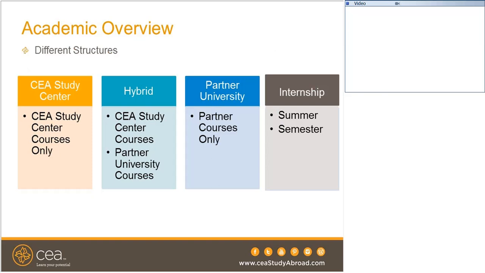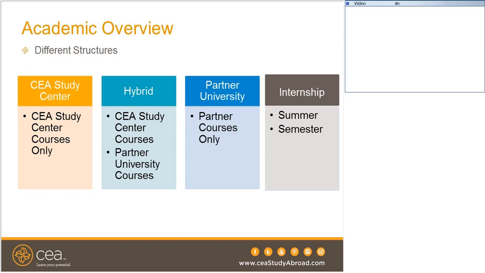So at one end of our structure, we have the CEA Study Center. That's where students will only take courses at the CEA Study Center, a very similar style of courses to what they would be taking at their home university in the U.S. with other CEA students. We also have partner university programs, where students are taking courses directly at the partner university with foreign students as well as other study abroad students.